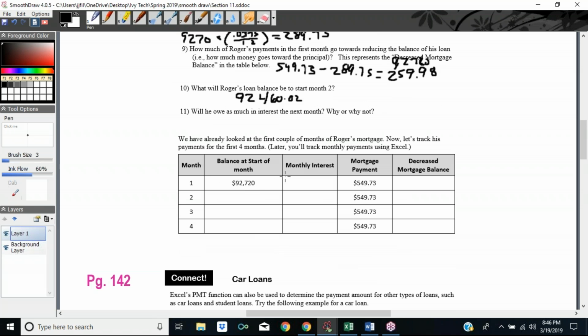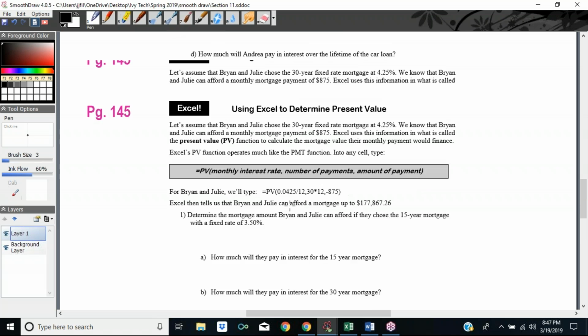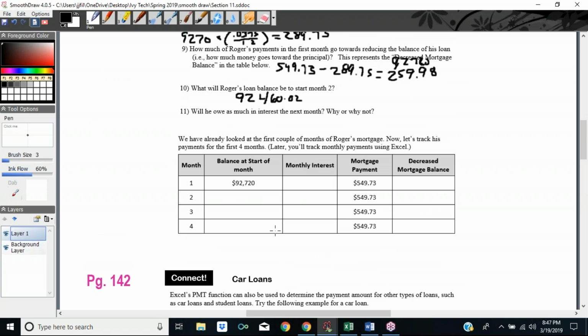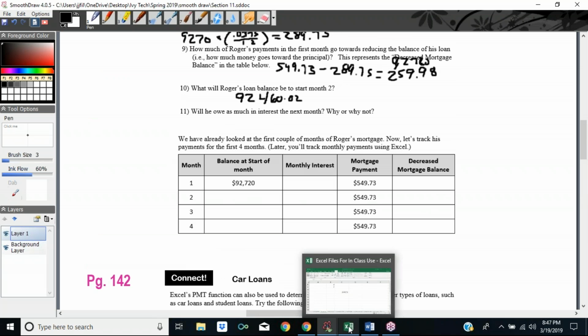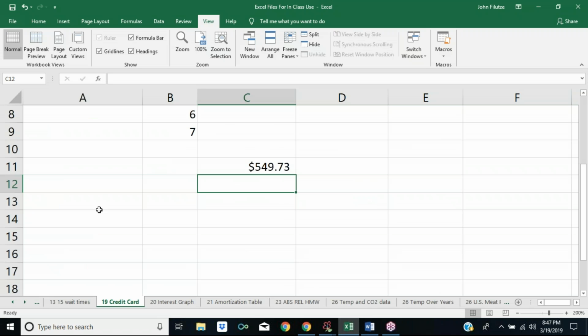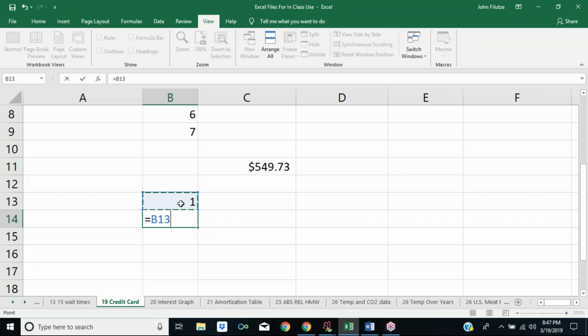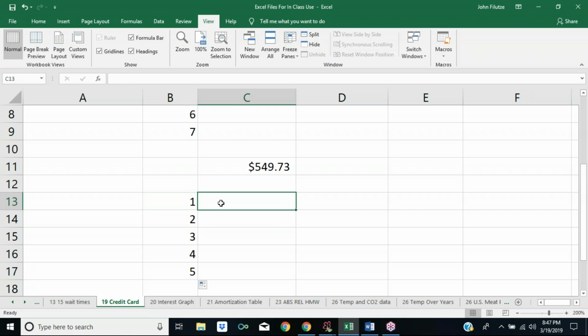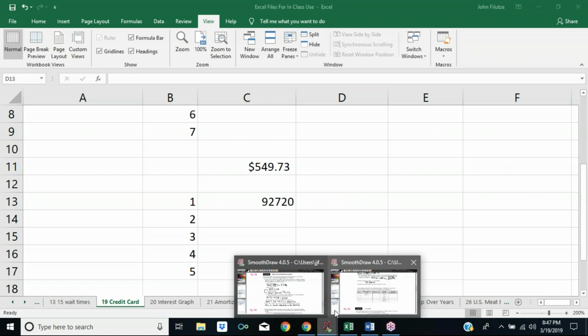Okay, so this wants us to calculate this loan. I know we're running out of time. Let me see. Oh, I probably have time if I put this in Excel. So let me do that in Excel. We have to start a new table here. Month one. We'll just do it for a couple of months. 92,720 is that beginning balance. And let's see what else this wants us to do.